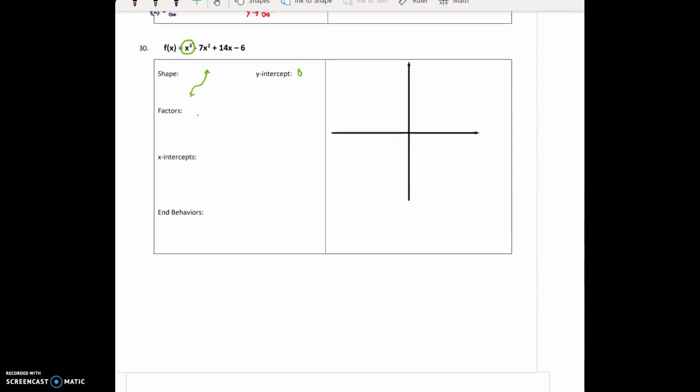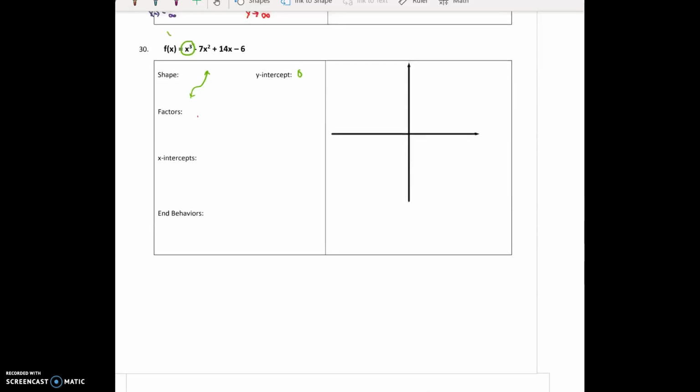So if I just go through the problem and I put 0 in for all of these x's, so 0 cubed minus 7 times 0 squared plus 14 times 0 minus 6, what ends up happening is all of these terms become 0 minus 0 plus 0 minus 6, and I'm left with -6. So my y-intercept is going to be down here at 0, -6.